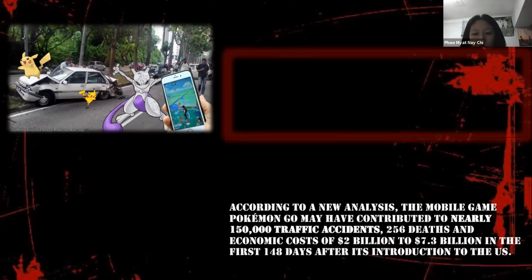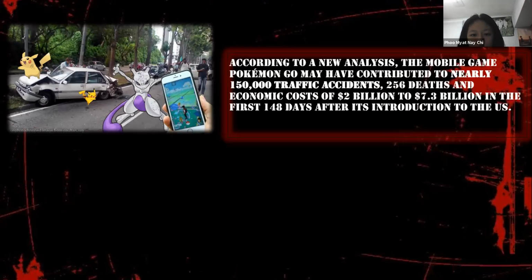After releasing the game, we started hearing news about accidents from all over the world. The accidents mainly took place on roads, where car crashes and people running up to the streets to catch Pokemon characters resulted in 150,000 traffic accidents, 256 deaths, and economic costs of $2 billion to $7.3 billion in the first 148 days after its introduction to the US.